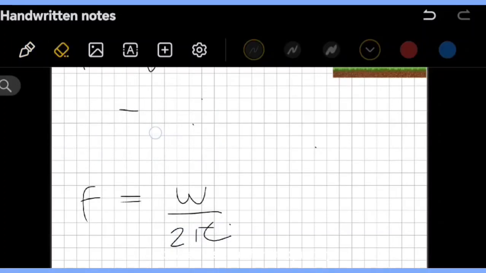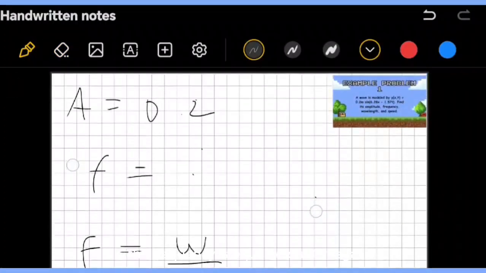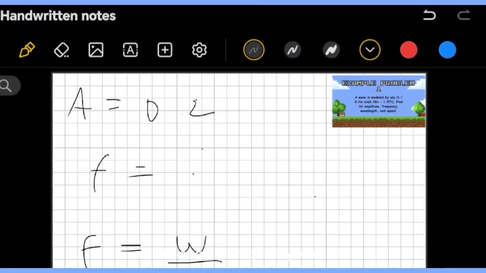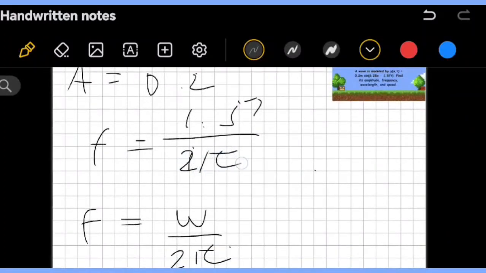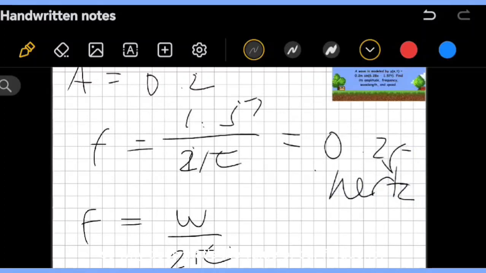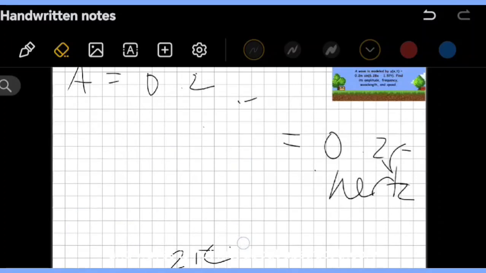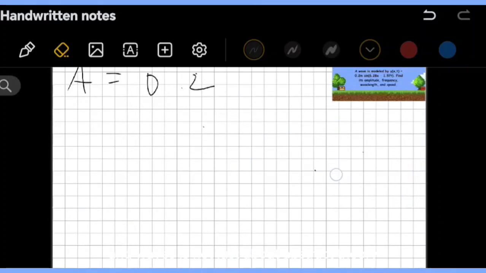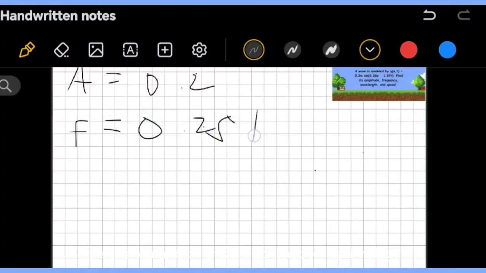Now, let's solve for frequency. The frequency is equal to our omega, or our angular frequency, which has the value of 1.57, divided by 2 pi. If you plug that in your calculator, you'll get a value of about 0.25 hertz. So that's the value of our frequency. Let me write it real quick. Frequency is equal to 0.25 hertz.